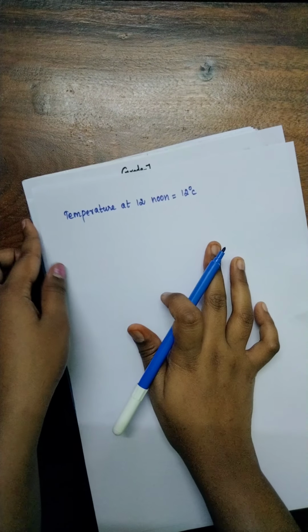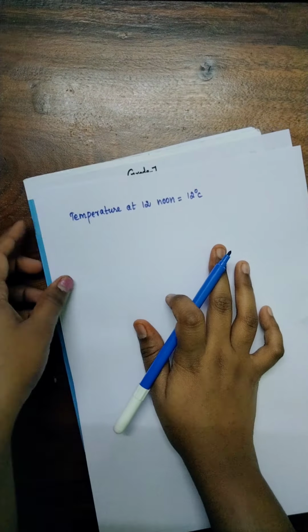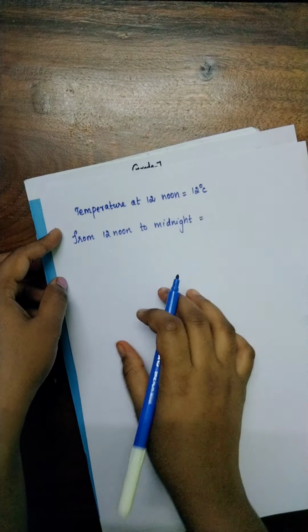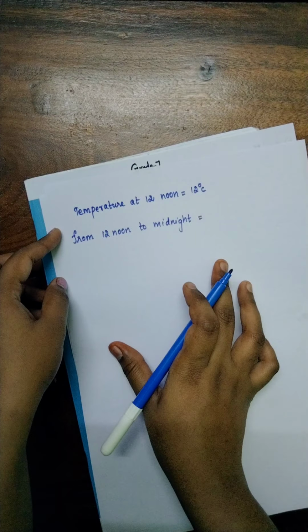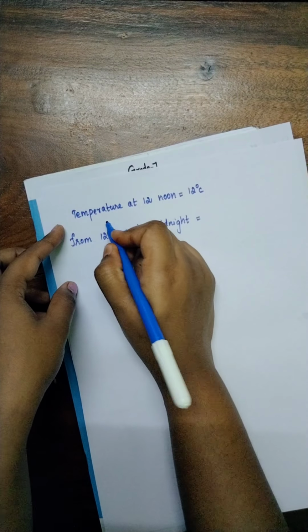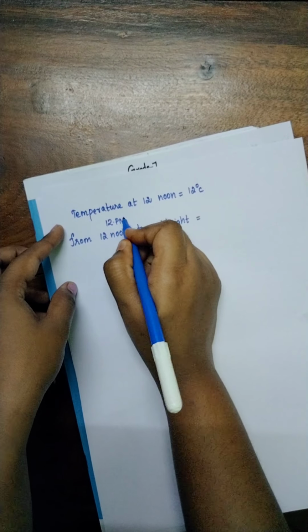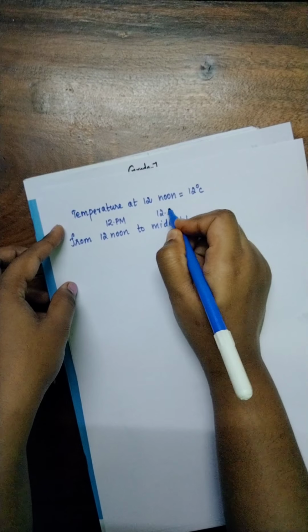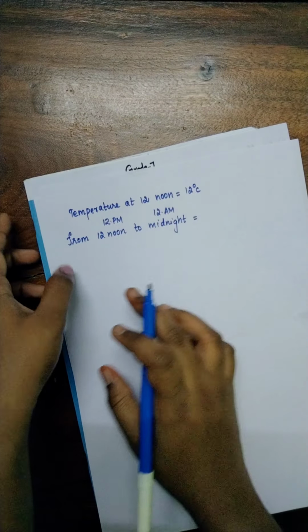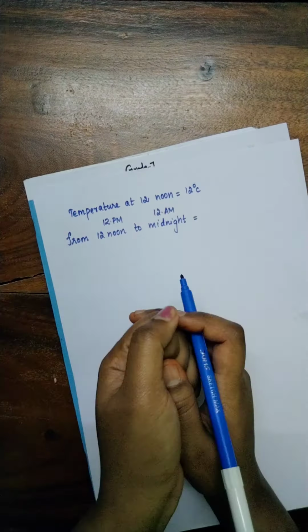Next, from 12 noon to midnight, how many hours are there? From 12 noon to 12 midnight, how many hours? 12 noon means it is 12 p.m., right? 12 p.m. to midnight means 12 a.m., right? How many hours are there between 12 p.m. and 12 a.m.? Can you guess?